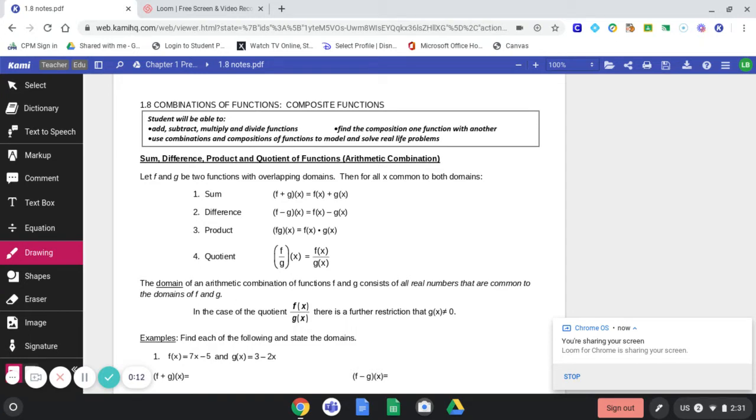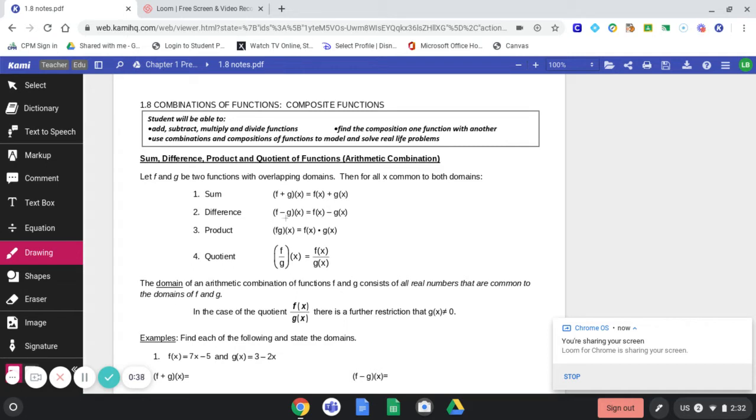So first, a combination of functions. When you're combining functions, you're combining them with either addition, subtraction, multiplication, or division. So we have, let f and g be two functions with overlapping domains. Then for all x common to both domains, if you have the notation f plus g of x, that's just adding your two functions together.